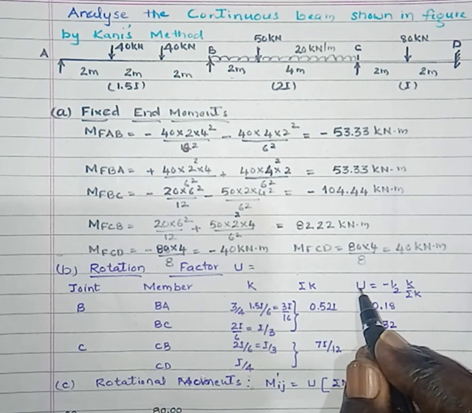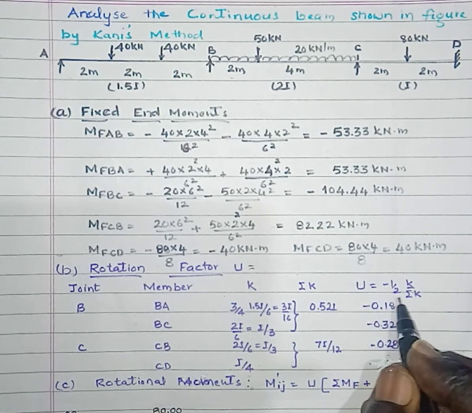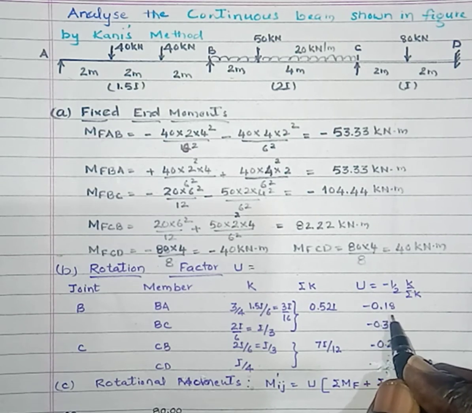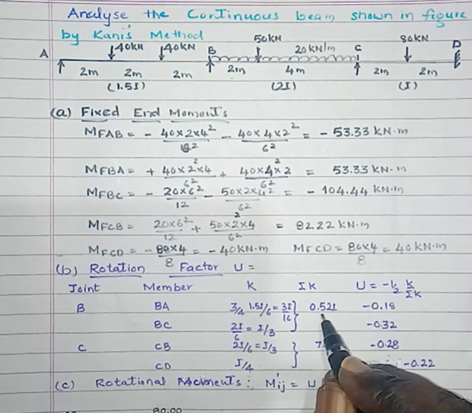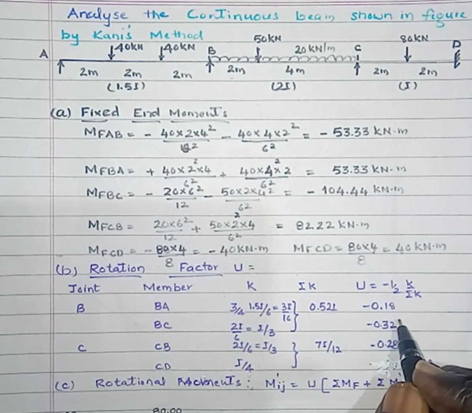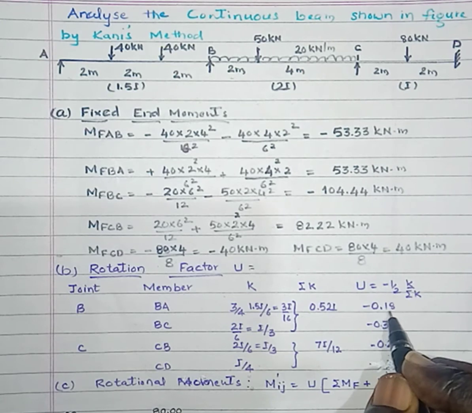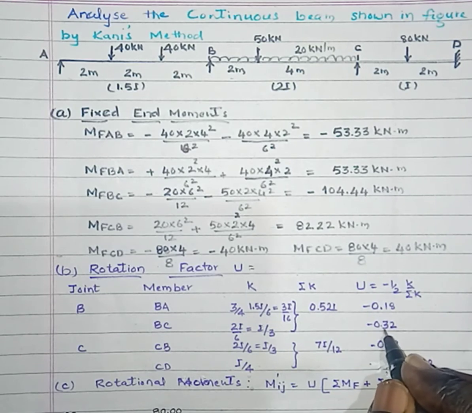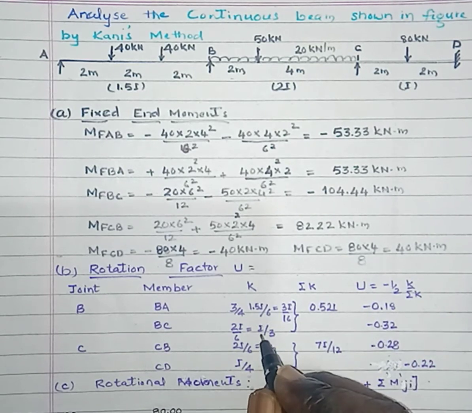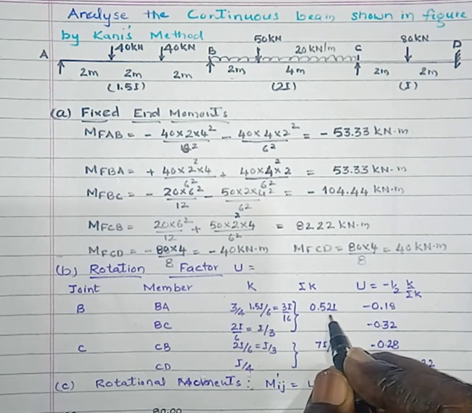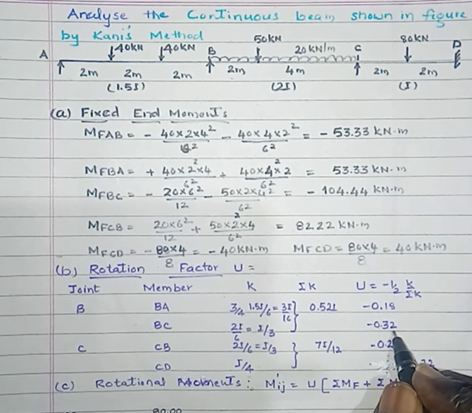Then the rotation factor U equals minus half into K divided by summation K. For BA, that is 3I by 16 divided by 0.52 I, with I cancelled, into minus half, that becomes minus 0.18. For BC, that is I by 3 divided by 0.52 I into minus half, you will get minus 0.32.